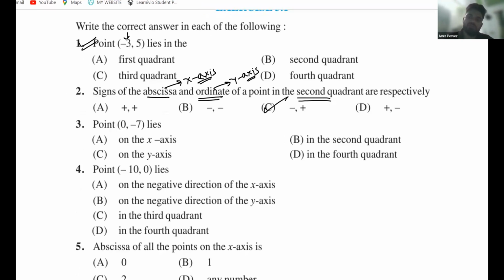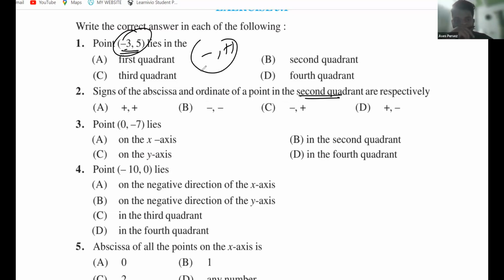I am so confused. You said this point lies on the x-axis. Sorry, on the second quadrant. If this point lies on the second quadrant, and the same question is being asked, the sign of the second quadrant, you see this is a negative sign and this one is a positive sign. So you can answer it simply.